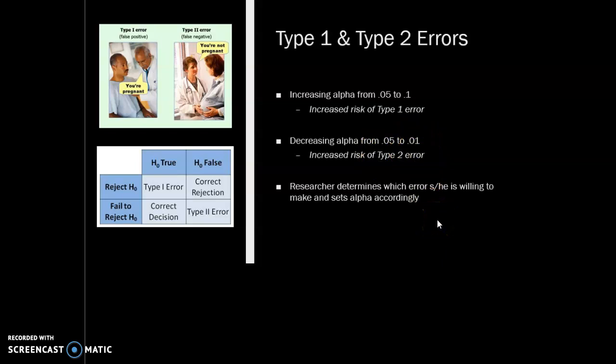All right, and so like I said, based on the stakes in the research, I have to decide: am I more willing to make a false positive mistake, a type 1 error? Am I more willing to make a false negative mistake, a type 2 error? And it really depends on what the research question is.